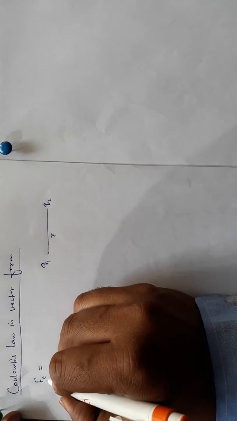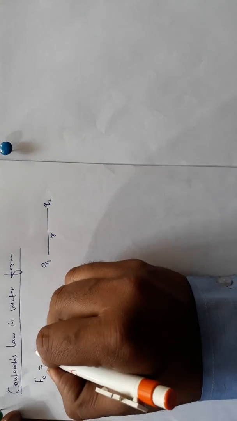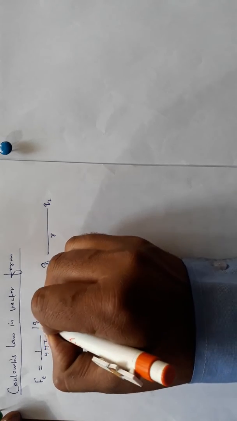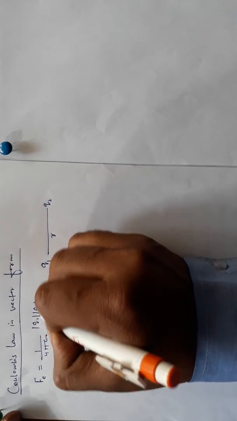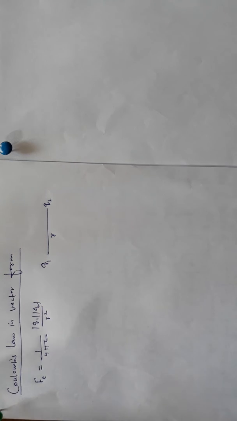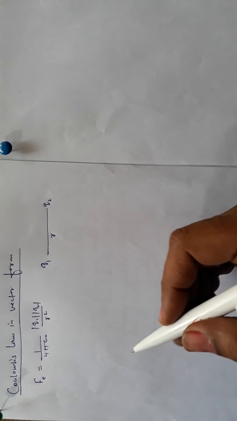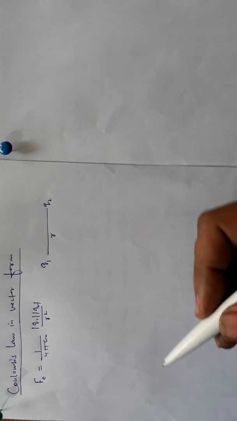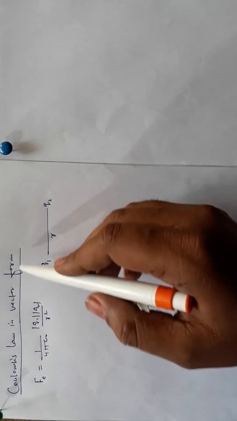The magnitude of the electrostatic force between two point charges is given by 1 by 4 pi epsilon naught, mod q1 mod q2 upon r square. But friends, because force is a vector quantity, we have to find both magnitude as well as direction. Therefore, we have to study Coulomb's law in vector form.